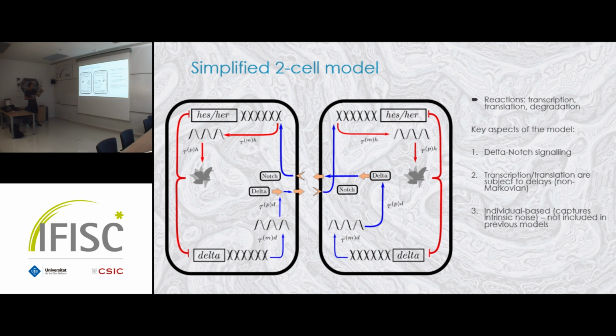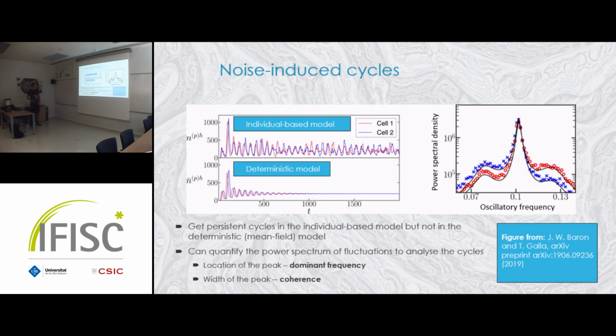We've got these transcriptional and translational delays in here as well, that I mentioned. But rather crucially, in our simulations we're simulating things at an individual-based level. So we're including this intrinsic noise, which, as far as I'm aware, has been ignored in previous models of the somite segmentation clock. What we'd like to do is see how this intrinsic noise affects what we see in our simulations. And this is what we see.